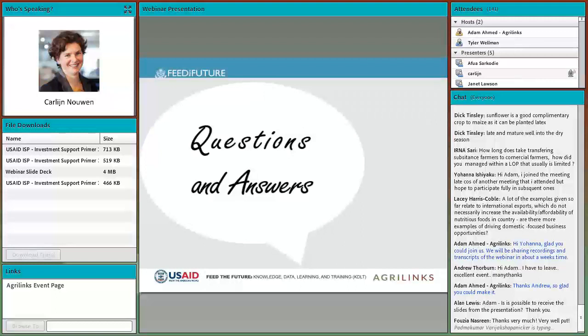Absolutely, yes. So the example that we worked on the most, and it's the most advanced, is the sunflower oil example that I mentioned in Tanzania, where it's an import substitution play. We're also looking right now in Guinea at Fonio, both for the local market and for exports. And I can give a bunch of other examples.